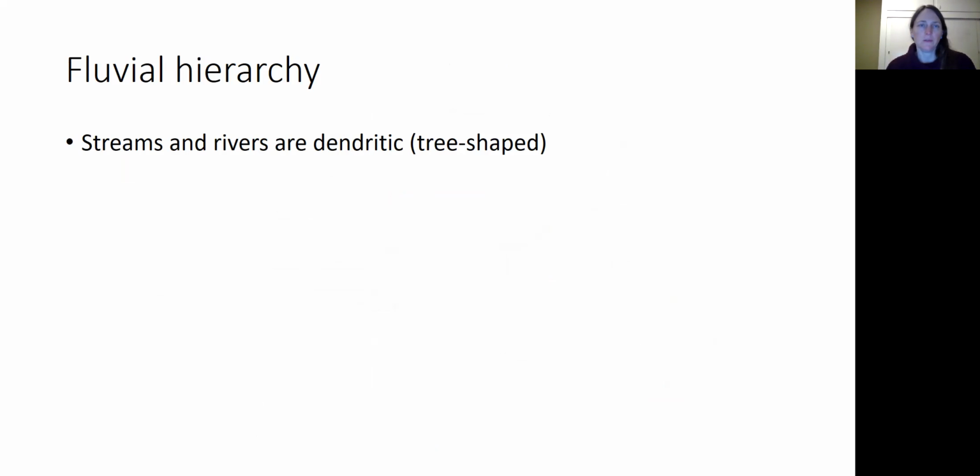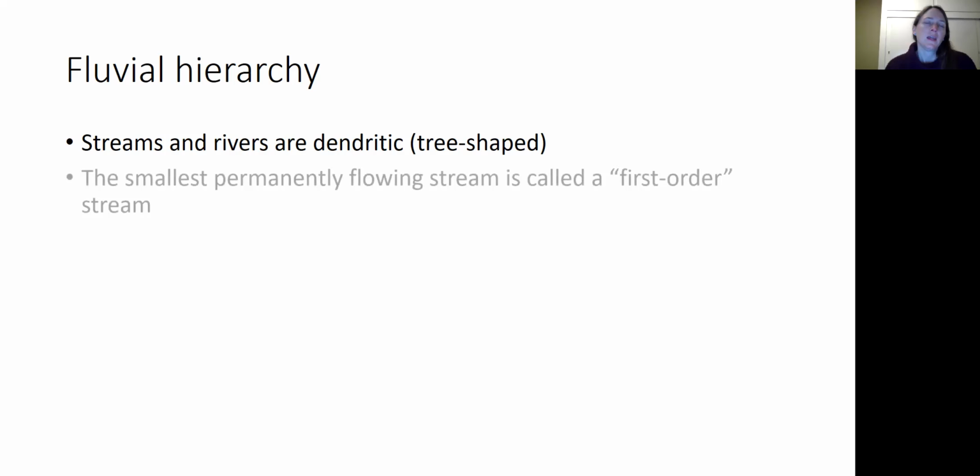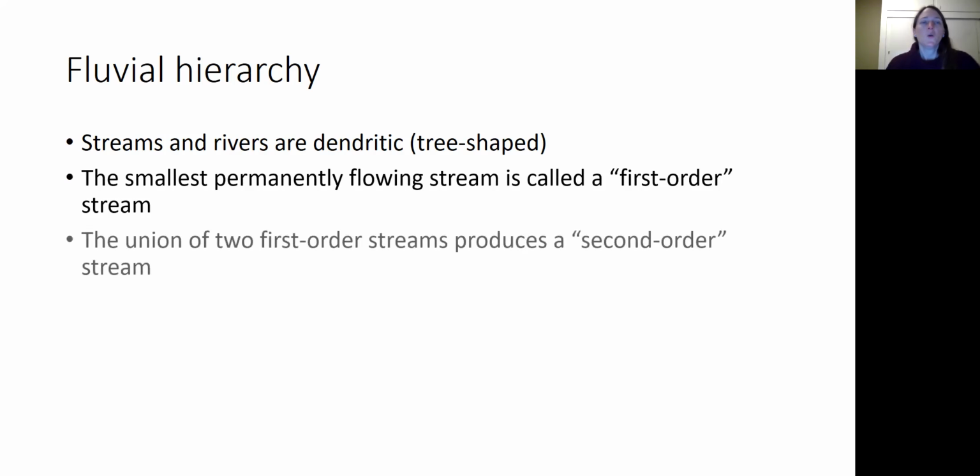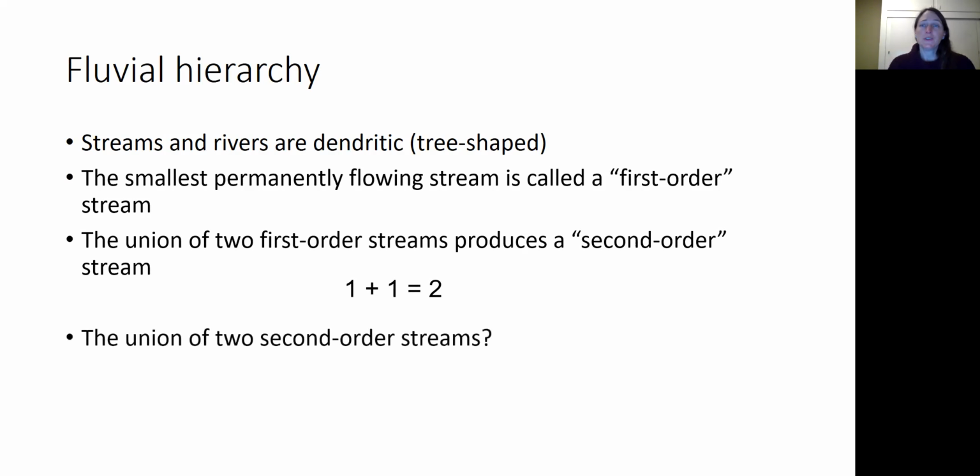There are some differences though, depending on the geology of the landscape. The smallest permanently flowing stream is called a first order stream or a headwater stream. When two first order streams come together, they produce a second order stream. So in terms of watershed math, 1 + 1 = 2. Easy, right? Makes sense. But what happens when two second order streams come together? 2 + 2 should equal what? 4? But no, in terms of watershed math, 2 + 2 = 3. So you only get to jump from a second order stream to a third order stream when something as big as you comes into confluence with you.